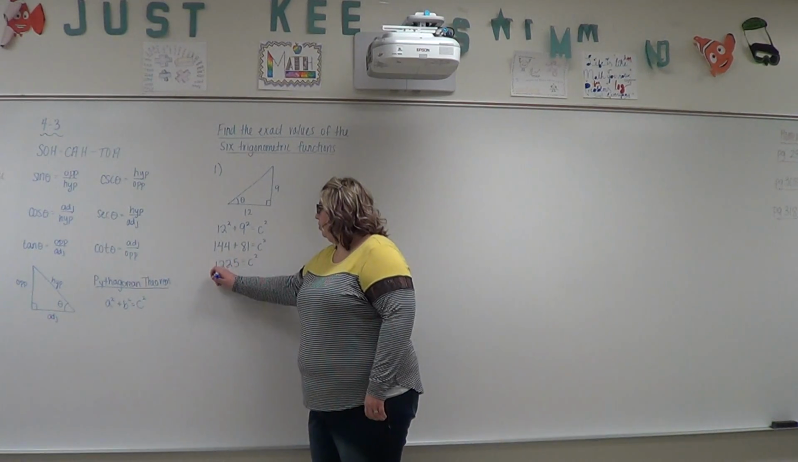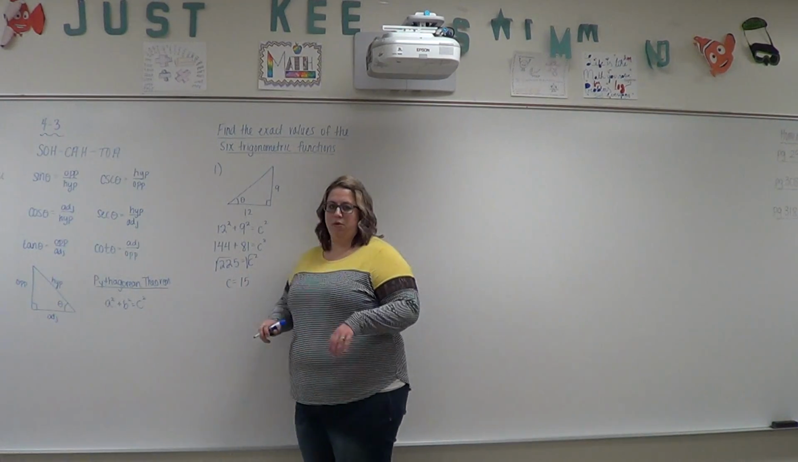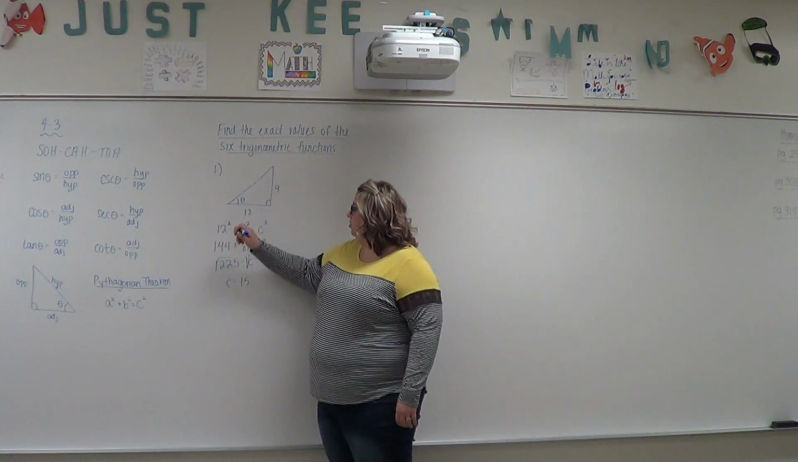And if I'm solving for c, I take the square root. Okay, because you're doing triangles, I know when you take a square root you have plus or minus, but you don't on triangles. Everything's positive. So my hypotenuse is 15.